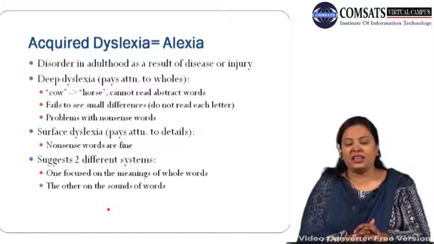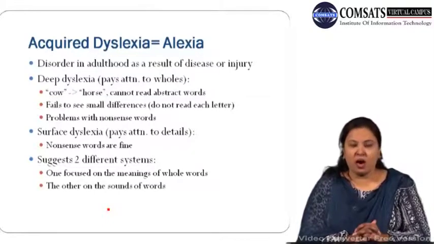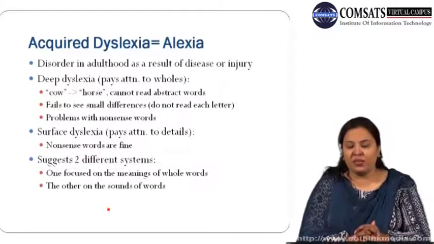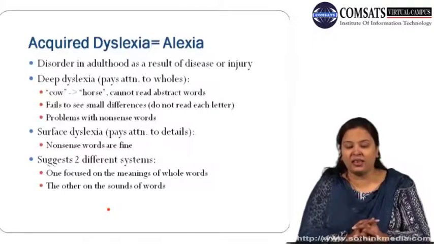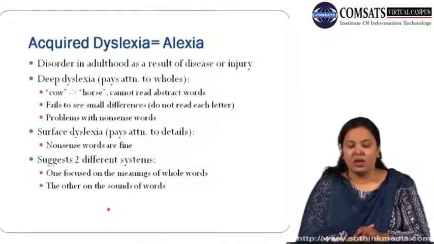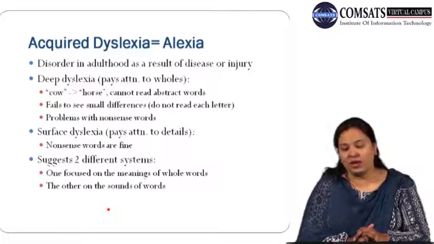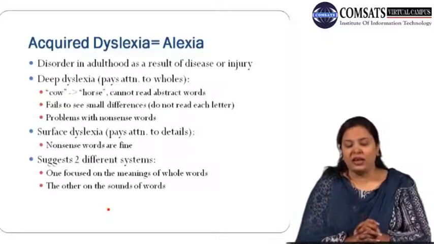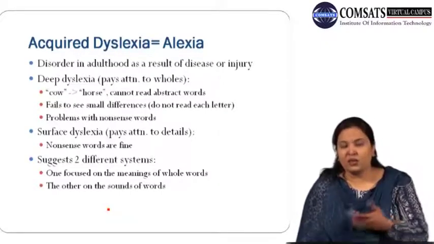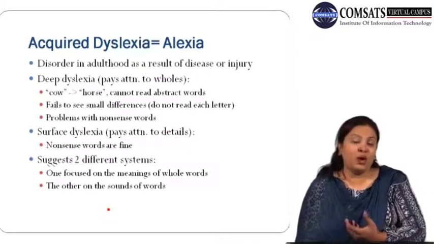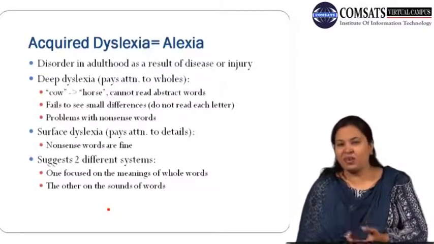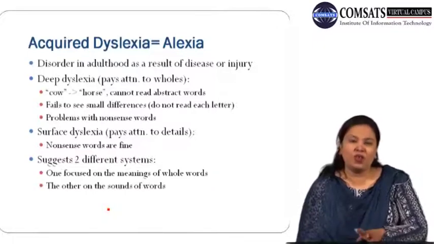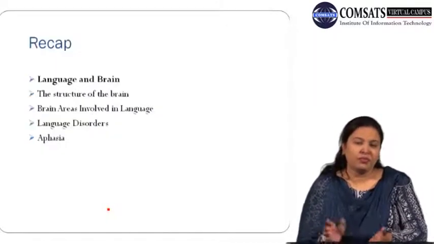Deep dyslexia is when people pay attention to wholes, like cow or horse, cannot read abstract words, fail to see small differences, do not read each single letter, and have problems with nonsense words. Surface dyslexia pays attention to details, nonsense words are fine, and it suggests two different systems: one focused on the meaning of whole words and the other on the sound of the words. So in this way, people who have an inability to read have certain problems with their brain functions or the structure of the brain.